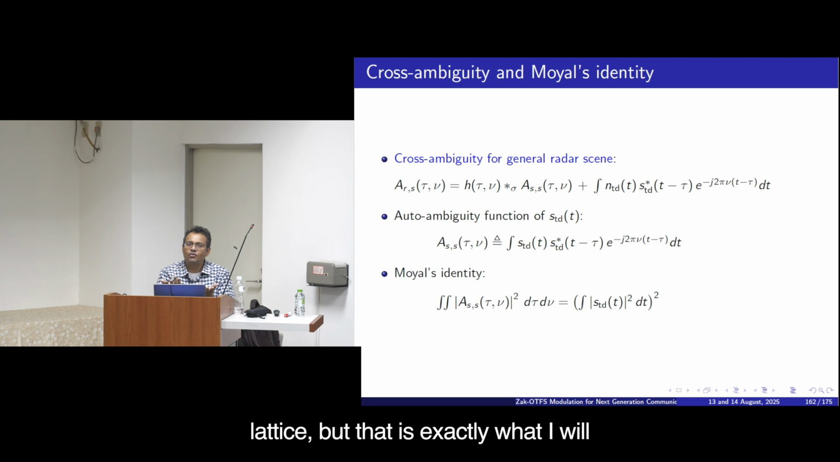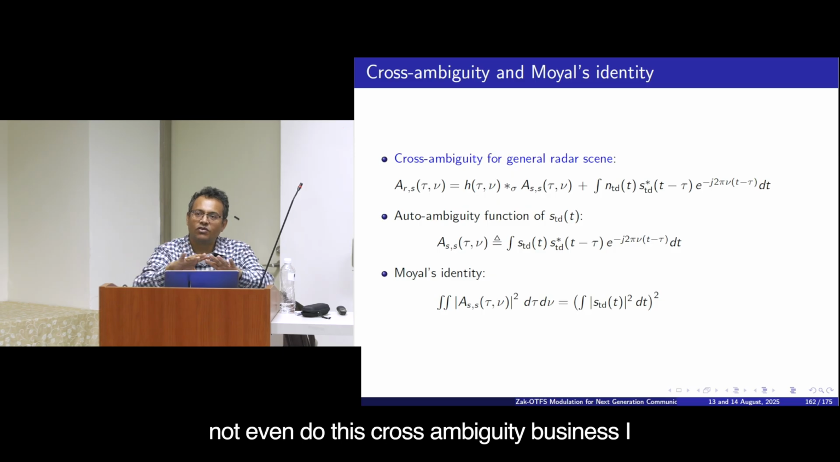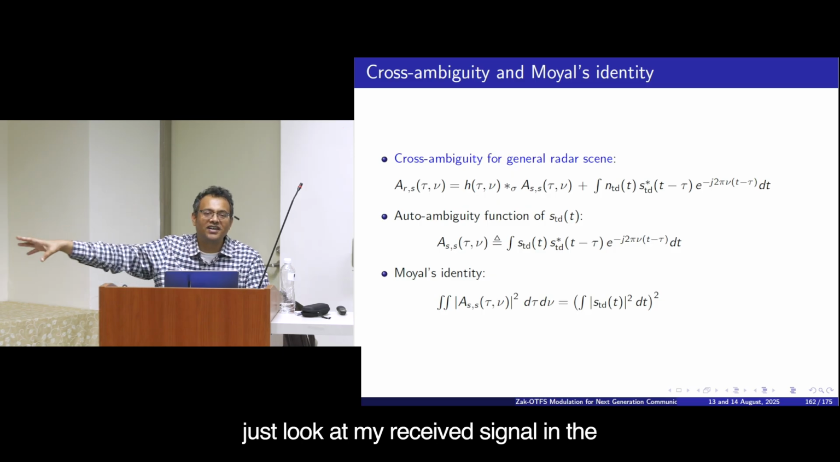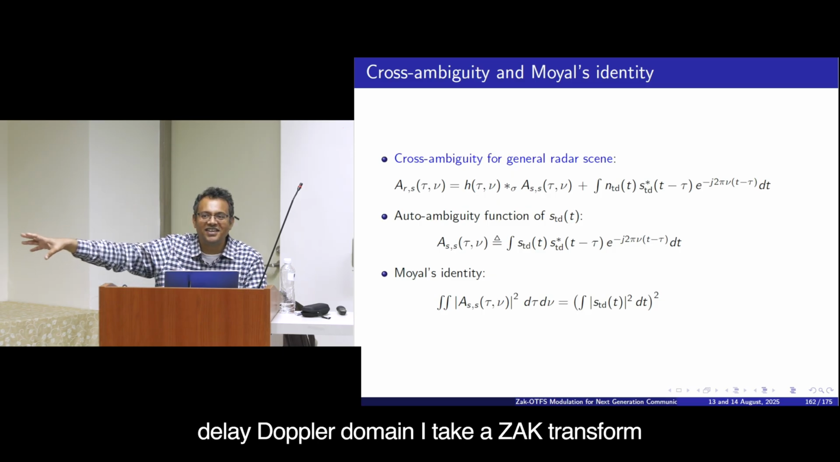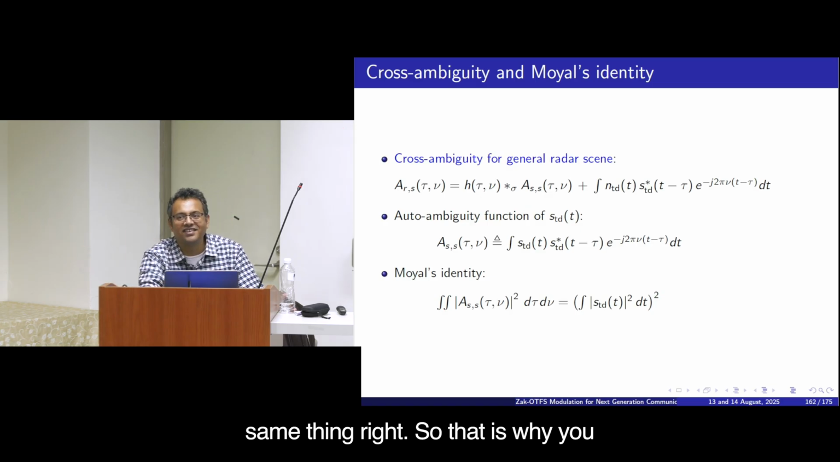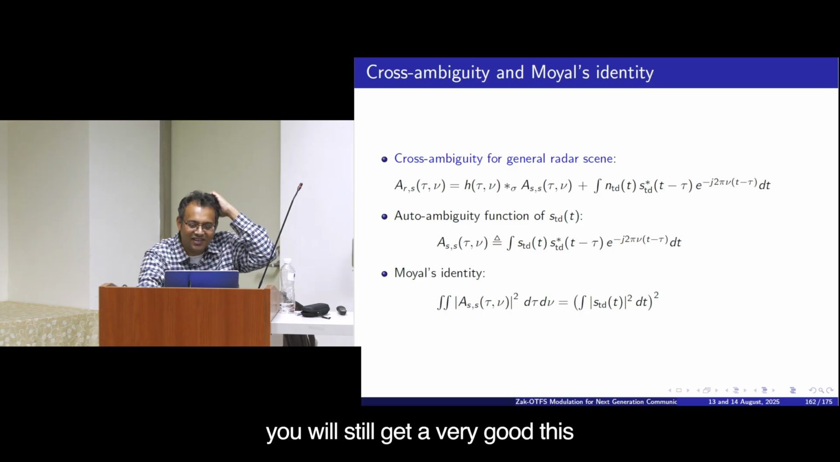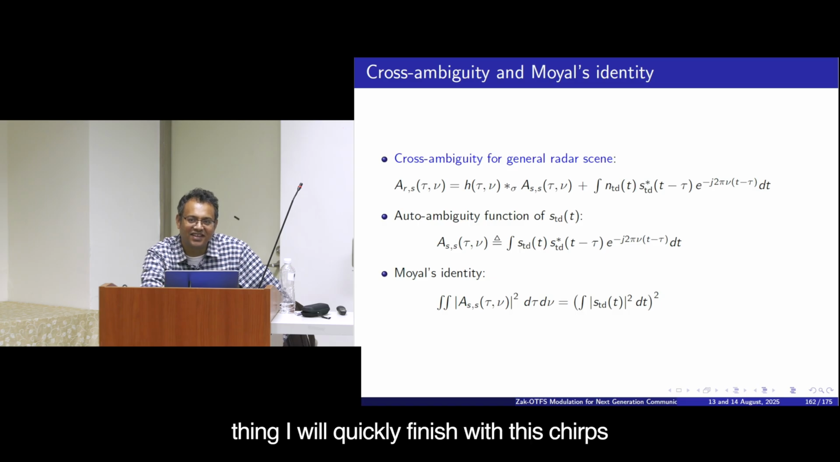But that is exactly what I will get if I just send a pulse-on at 0, 0. I receive and I don't even do this cross ambiguity business. I just look at my received signal in the delay Doppler domain. I take a ZAAC transform, that's all. I'll still see the same thing, right. So that's why you don't need to do all this, you can just take the ZAAC transform, and you will still get a very good result.